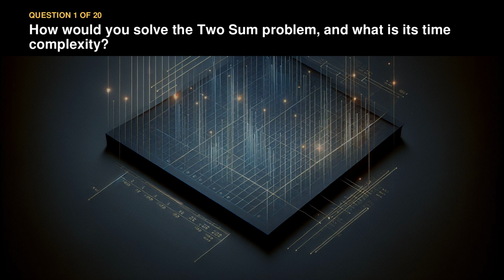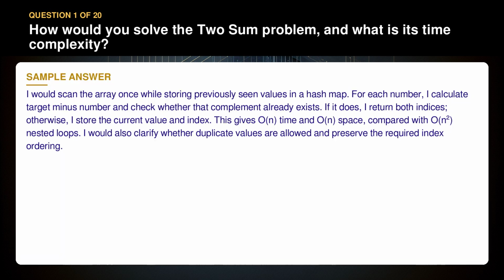Question 1. How would you solve the two-sum problem, and what is its time complexity? I would scan the array once while storing previously seen values in a hash map. For each number, I calculate target minus number and check whether that complement already exists. If it does, I return both indices, otherwise, I store the current value and index.